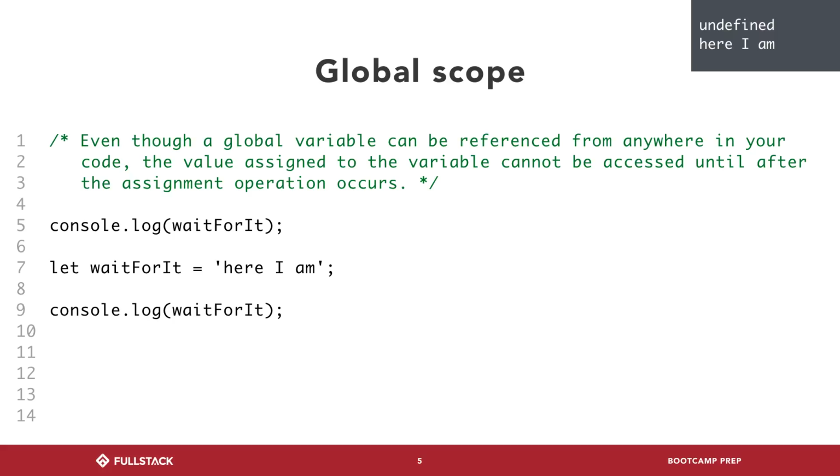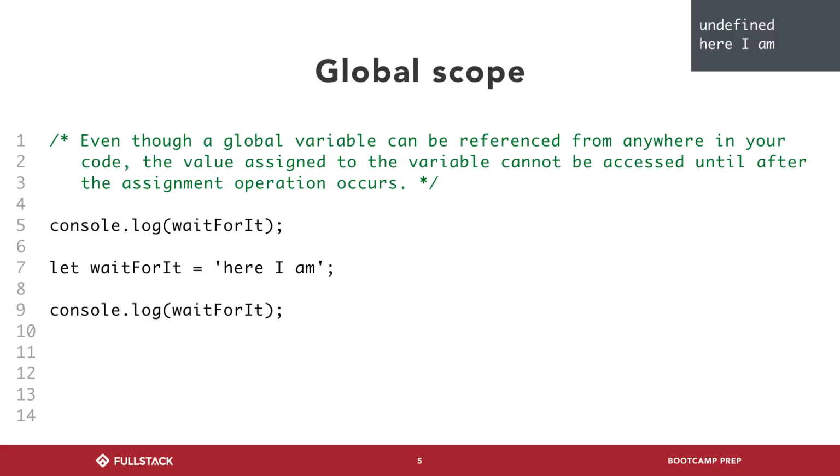Okay? And so this is just a good rule of thumb: whenever you write JavaScript, you want to define all of your variables near the top of the function or near the top of the page, right? It's to avoid this very problem, which is that if you try to use a variable before the value for it is assigned, oftentimes you won't get an error. You'll just get an unintended effect, right? In this case, the unintended effect is that wait for it is equal to undefined, when really you've been assuming that it's going to be equal to the string called here I am. Okay.